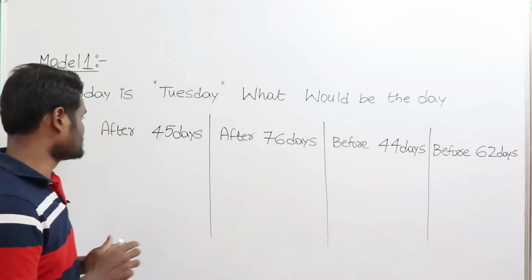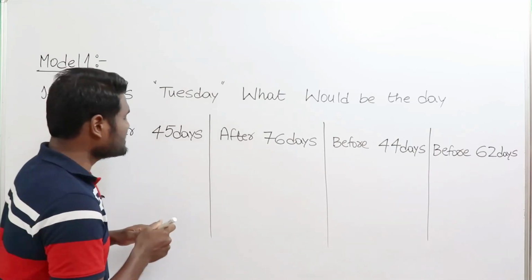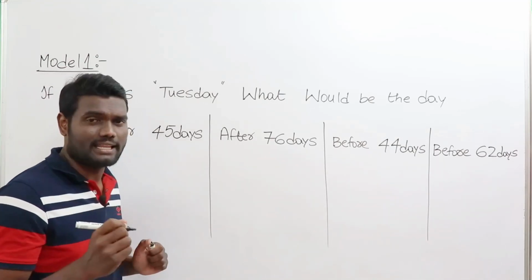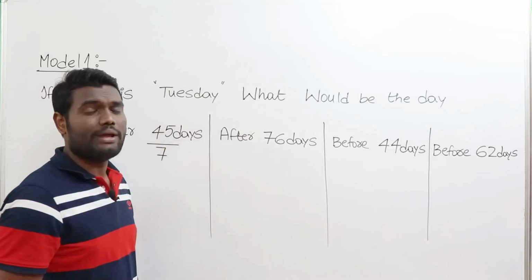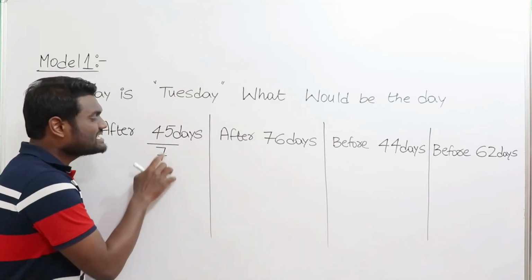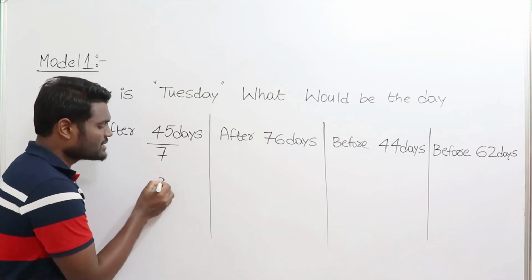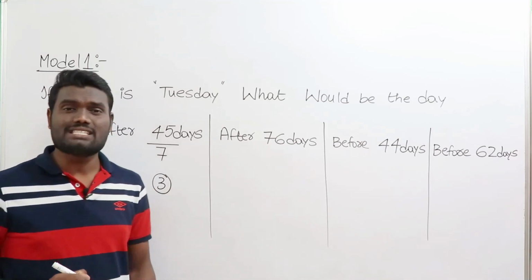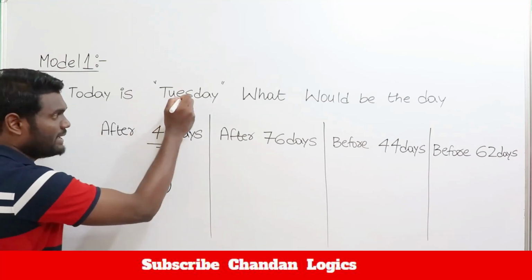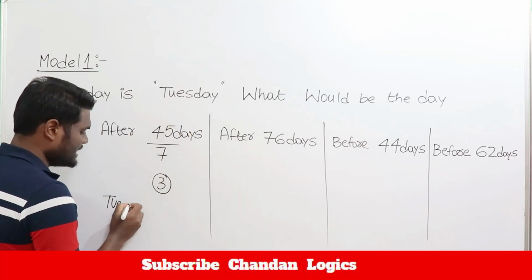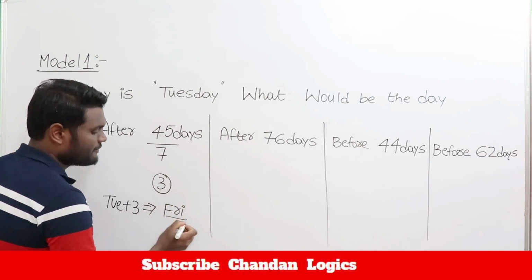Okay, now let us look at this. What would be the day after 45 days? That means in 45 days, how many odd days are there? I need to know that. To find the number of odd days, I already told you we need to divide by 7. 7 times 6 is 42. If 7 times 6 is 42, the remainder is 3, which means the number of odd days is 3. Now this is going to be Tuesday plus 3 days. Tuesday plus 3, so we can say that the day is going to be Friday.